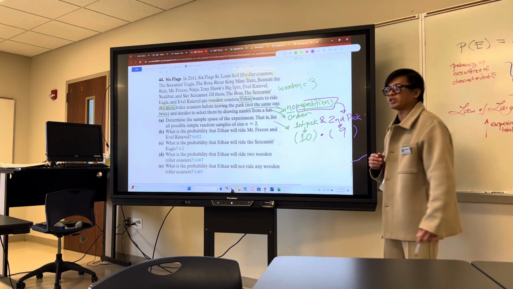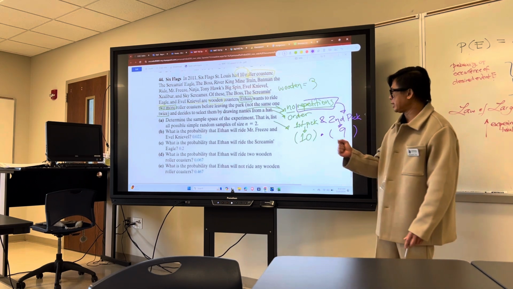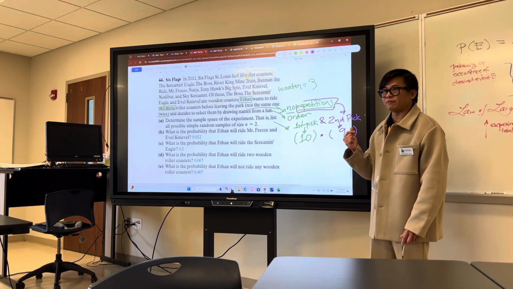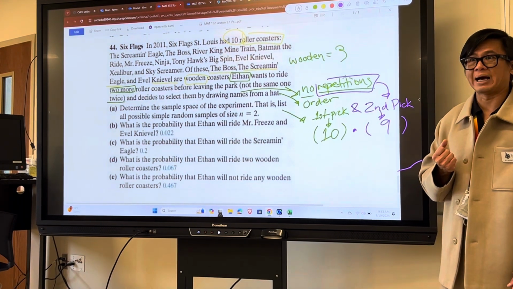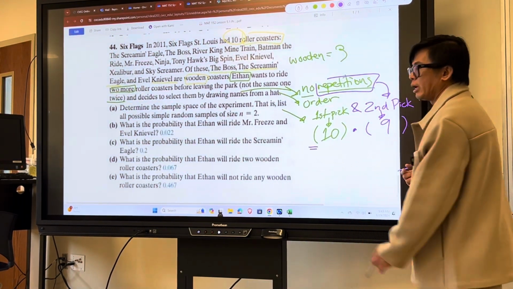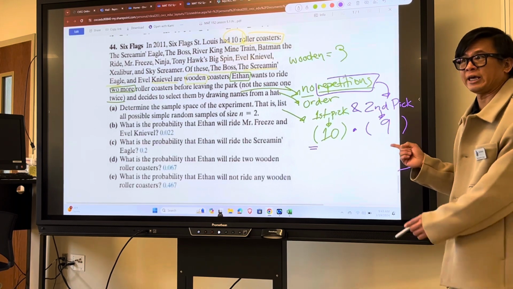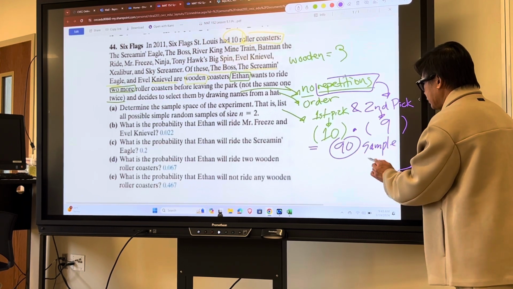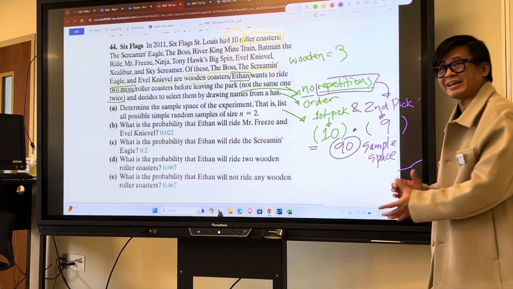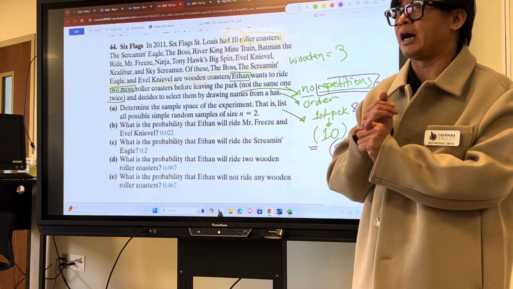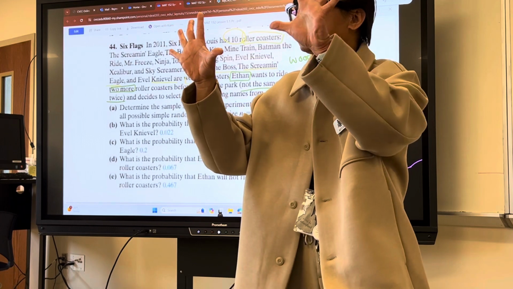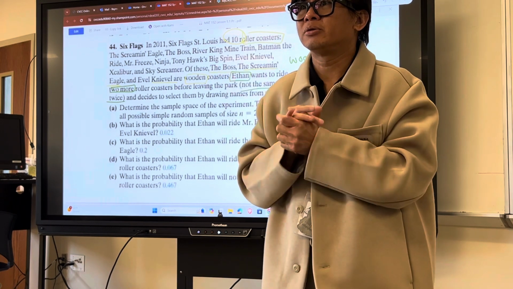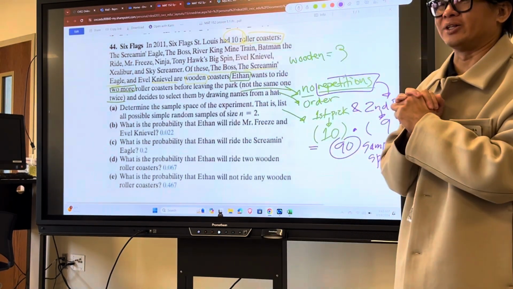Now what do we do with these 2? This is what we call the fundamental counting principle, which means that if you have 2 events, or n events independent of each other, then you have to multiply their possible outcomes. How many possible outcomes do we have? 10 times 9, 90 possible outcomes. This is what we call our sample space. Once again, the first pick will be 10 roller coasters, but whatever you pick first, you cannot repeat that ride anymore. You call that the fundamental counting principle, right?